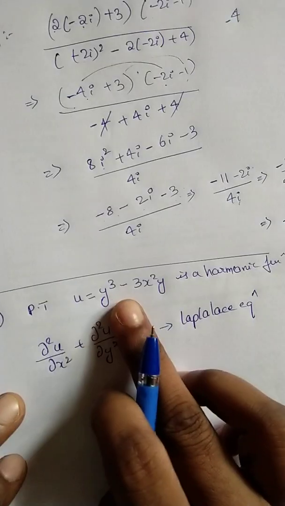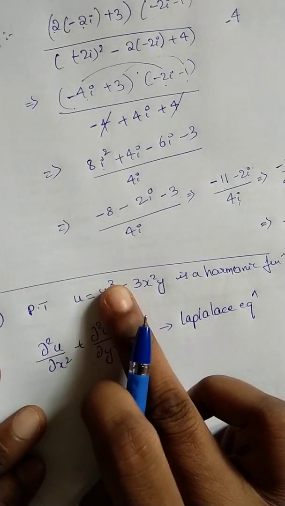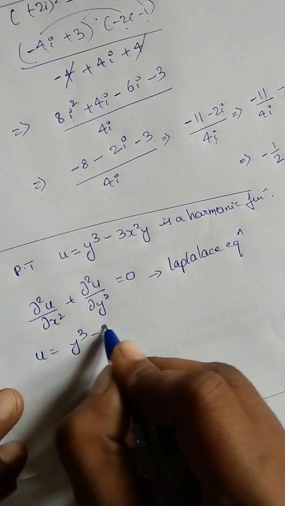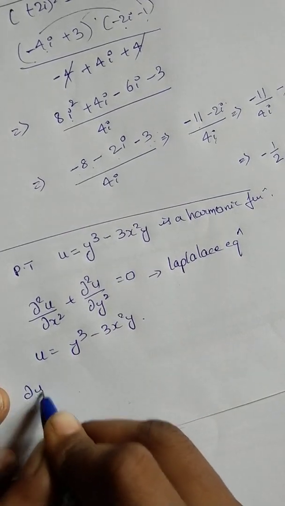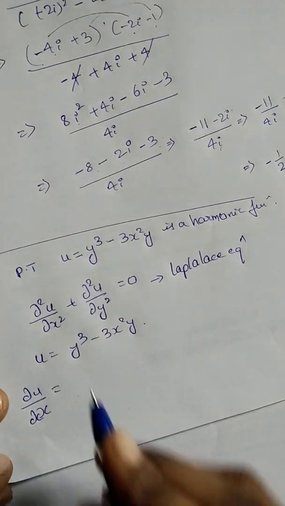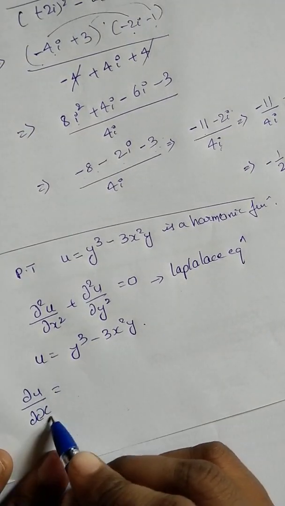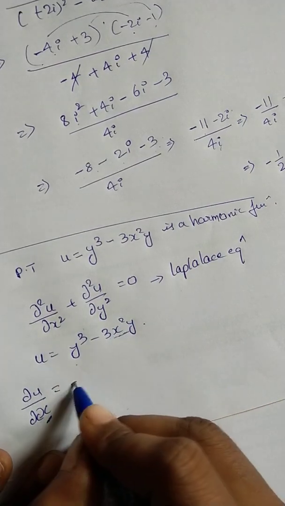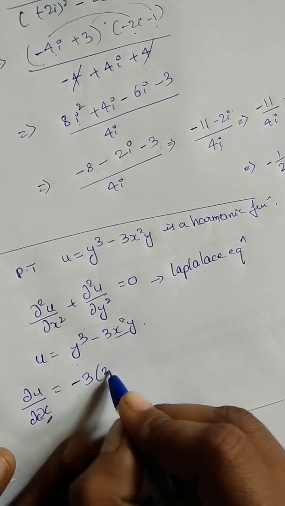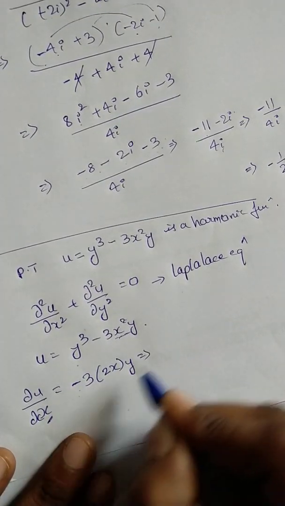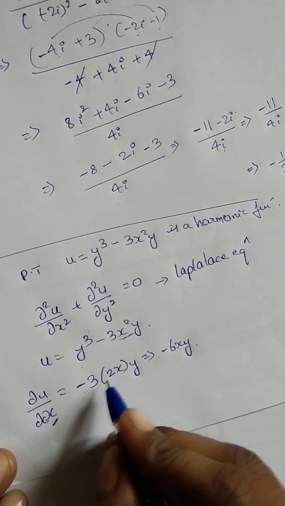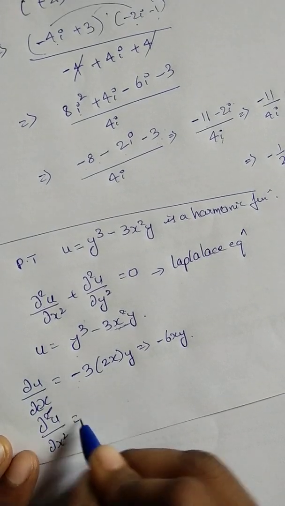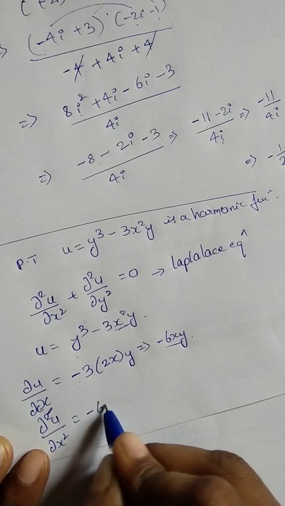Now u is given, we have to differentiate twice with respect to x as well as y. First we consider u equals y cube minus 3x square y. Dou u by dou x, first differentiation: with respect to x there is no x in the first part, so we only differentiate the second. Minus 3, x square differentiation is 2x, and y we write as it is. So it is minus 6xy. Again we need dou square, so again differentiating it we get minus 6y.